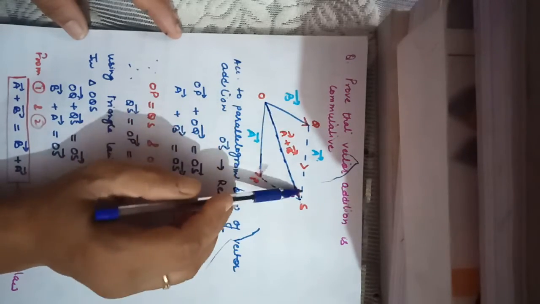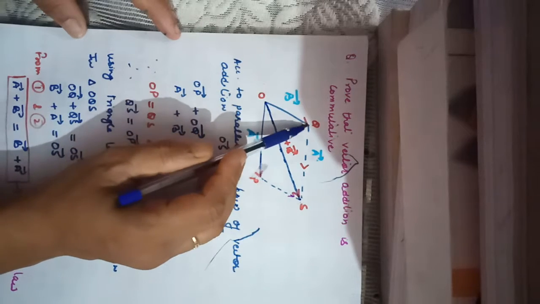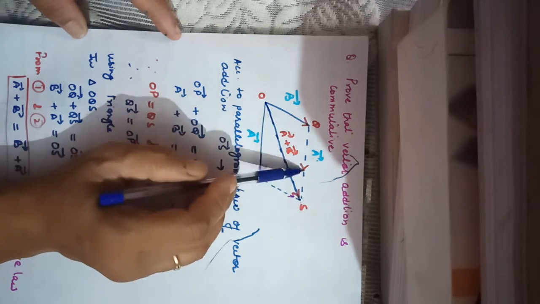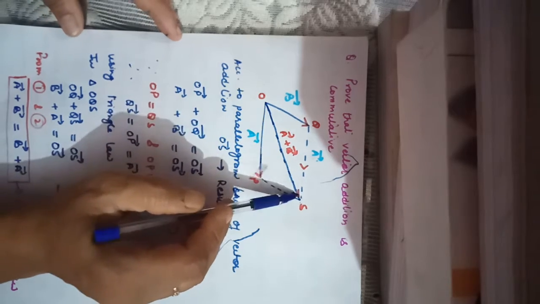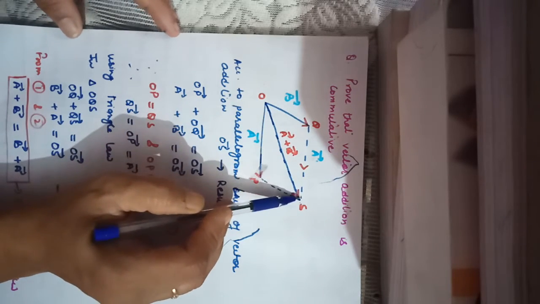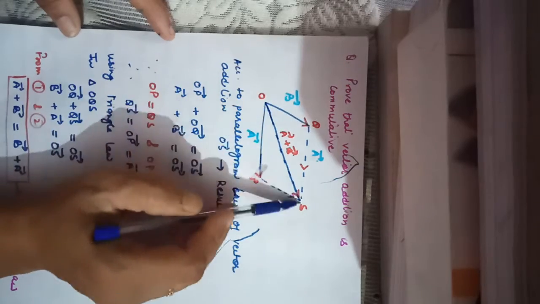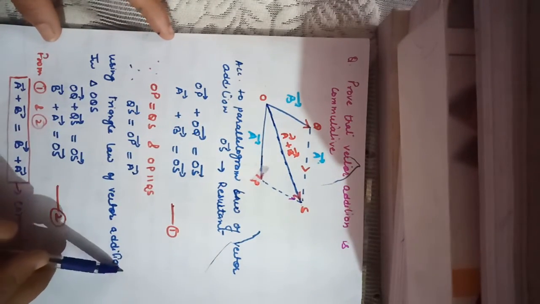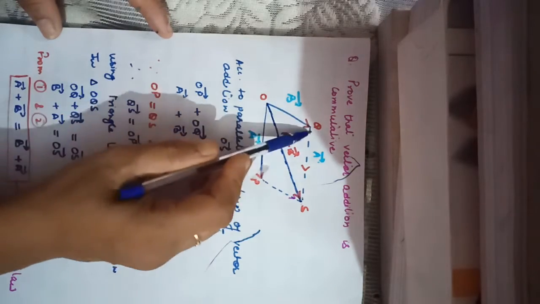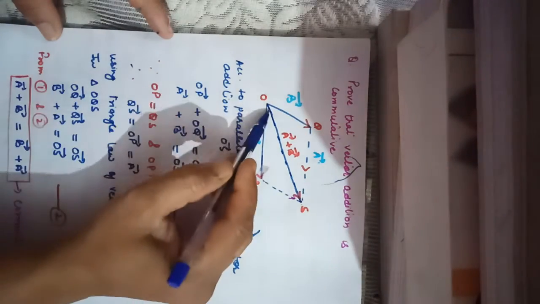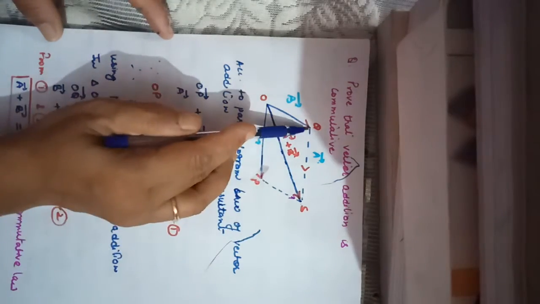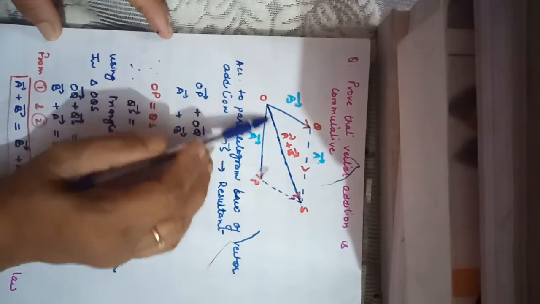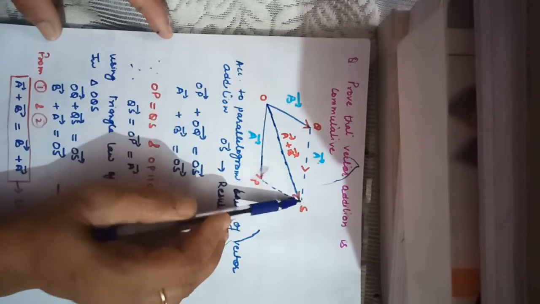This follows the triangle law of vector addition, in which the head of one vector is joined to the tail of the next vector, and the head of the second vector meets the head of the resultant vector. So we are going to apply the triangle law of vector addition here. Using the triangle law in triangle OQS, we will write OQ vector plus QS vector is equal to the third vector, meaning OS vector.